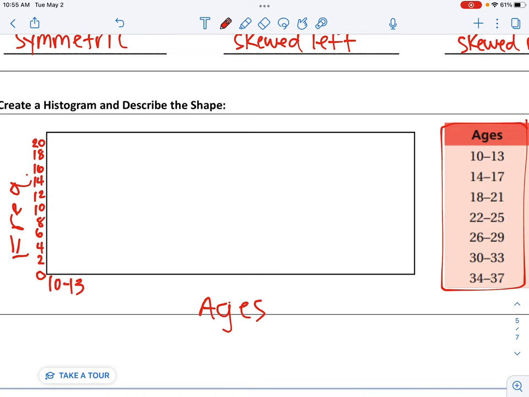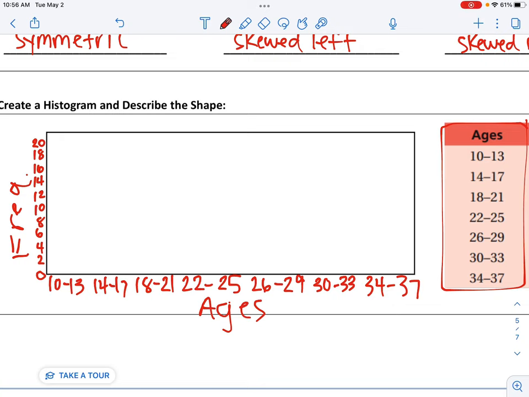So 10 to 13. 14 to 17. 18 to 21. 22 to 25. 26 to 29. 30 to 33, and then 34 to 37.